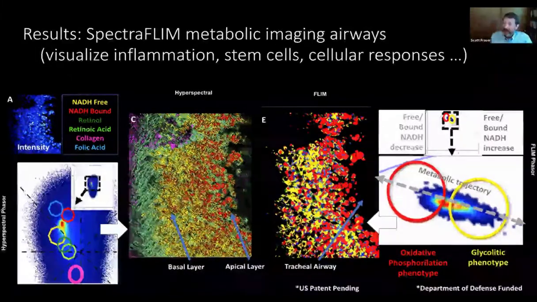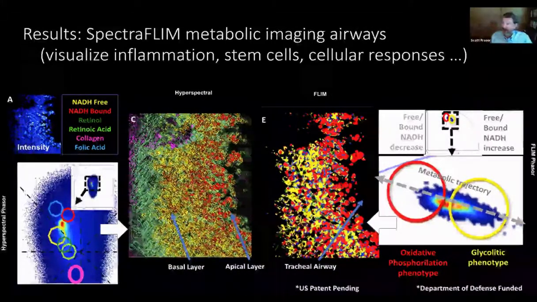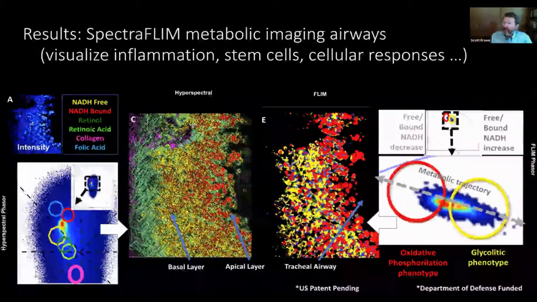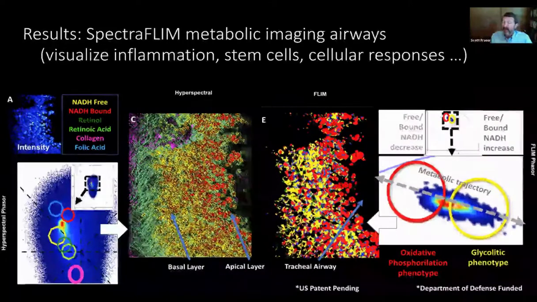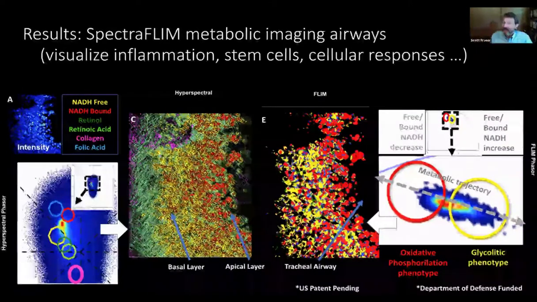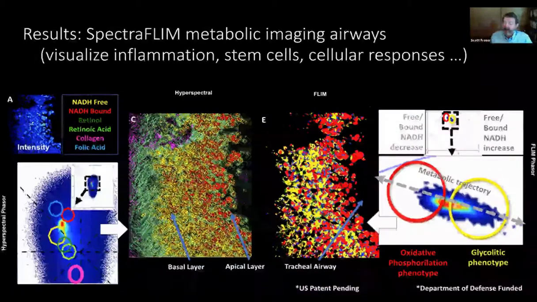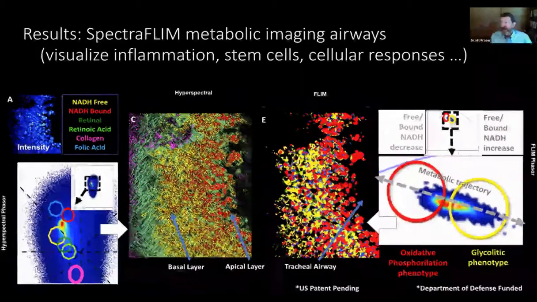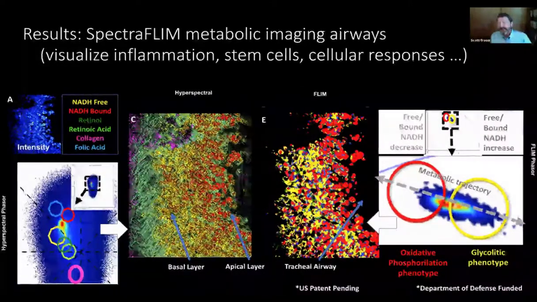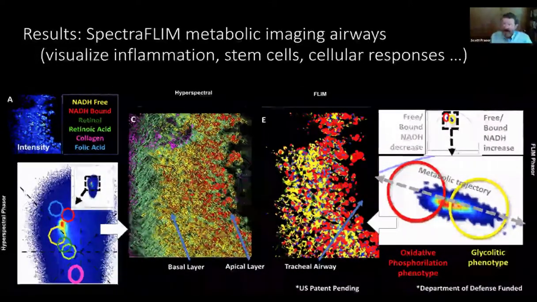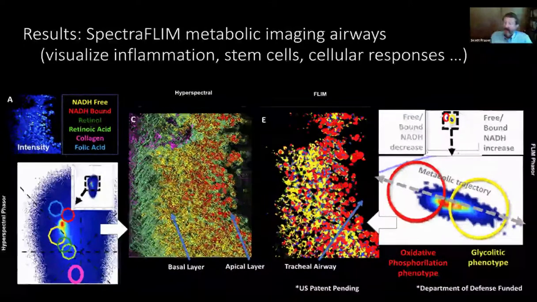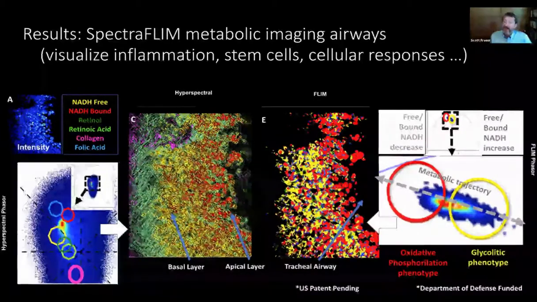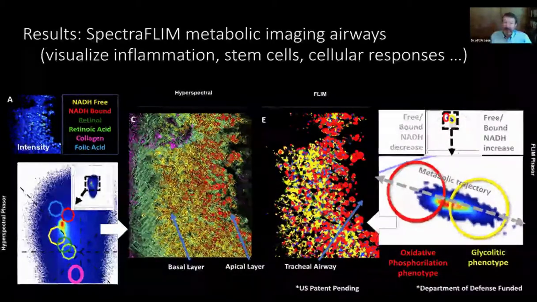The lifetime imaging is very convenient for looking at the metabolic profile. The NADH signal, when it's bound, represents the more oxidative phosphorylation sort of response of the cells. The glycolytic is when the NADH is free, and you can see in this color-coded image of individual cells in the airway that we can tell the difference on a cell-by-cell basis.